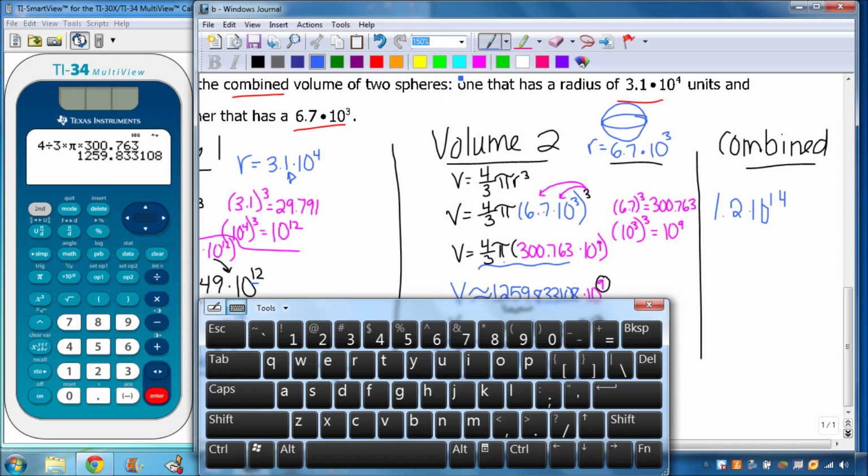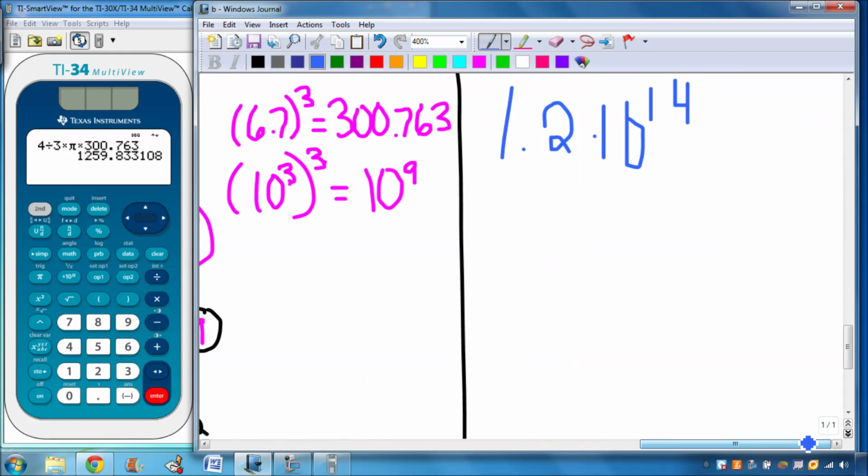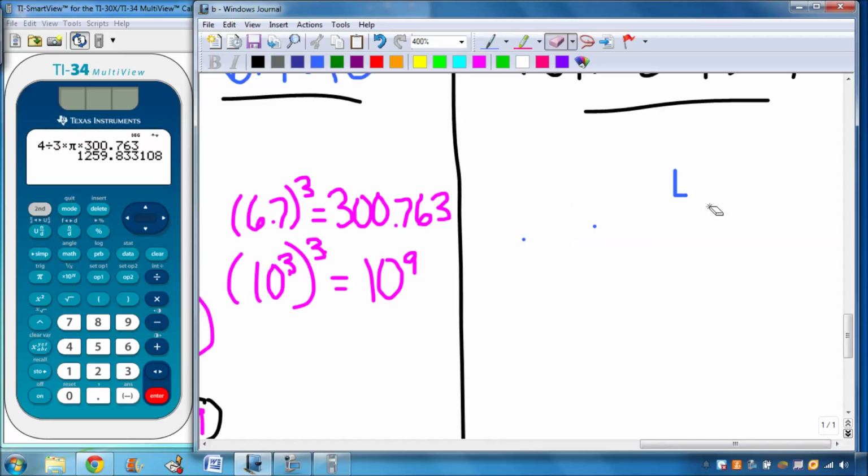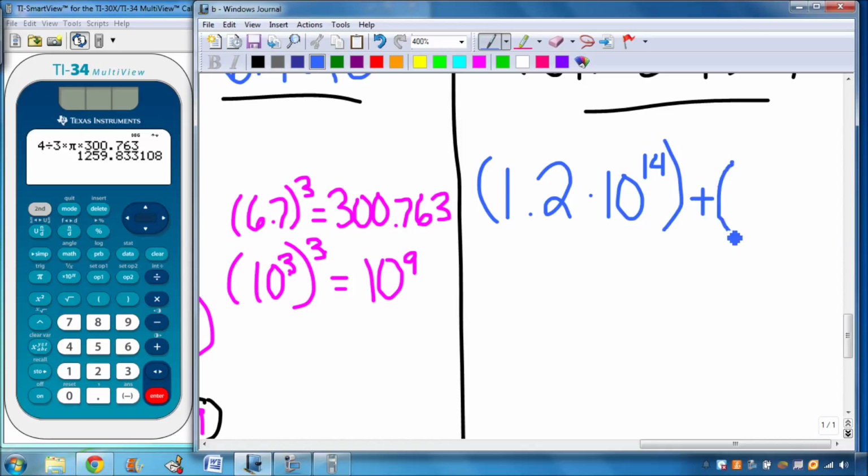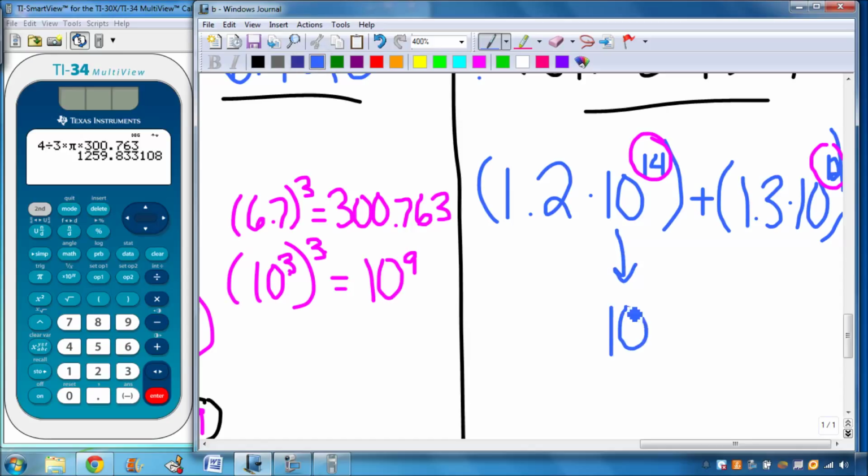So let's go ahead and do that and see what this ends up looking like. So let's write this out properly. 1.2 times 10 to the 14th power plus 1.3 times 10 to the 12th power. Now let's see if you guys remember what you're supposed to do when you're adding numbers in scientific notation. Our exponents have to be the same. They have to be like terms. So what I'm going to do is make this smaller. I'm going to make this 10 to the 12th power, so that way this will match up with this exponent right here.